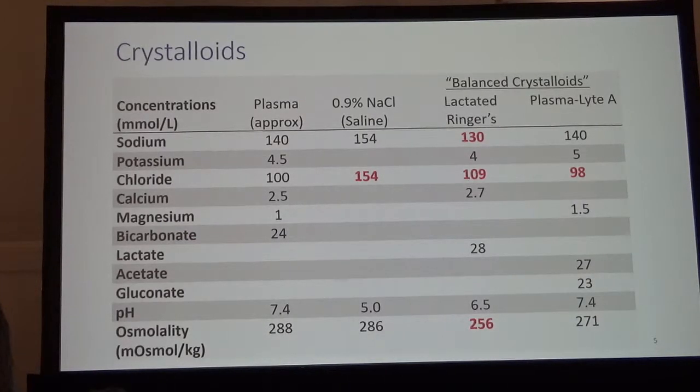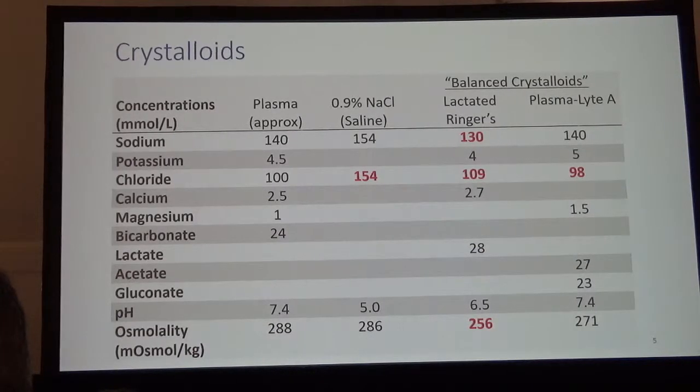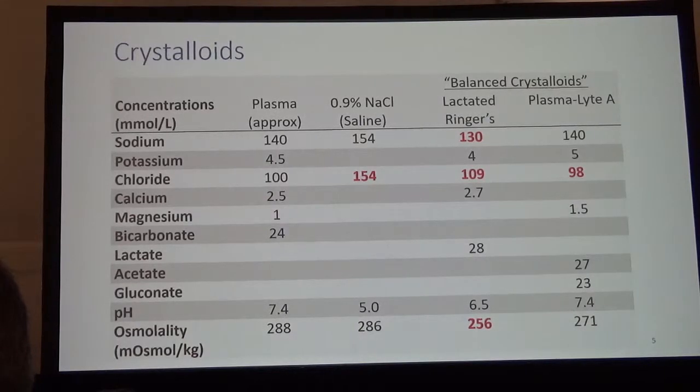So what you immediately notice is the differences in chloride levels, in which the previous two speakers spoke at length of why that may be important. So saline has a supraphysiologic chloride, whereas lactated ringers and plasma-like A have more physiologic concentrations of chloride. And we think, we don't know actually, but we think that might be the driver of any clinical differences we may see when using these different solutions.